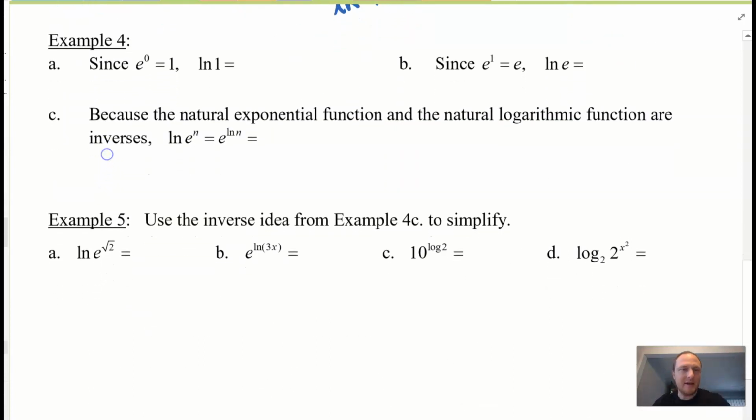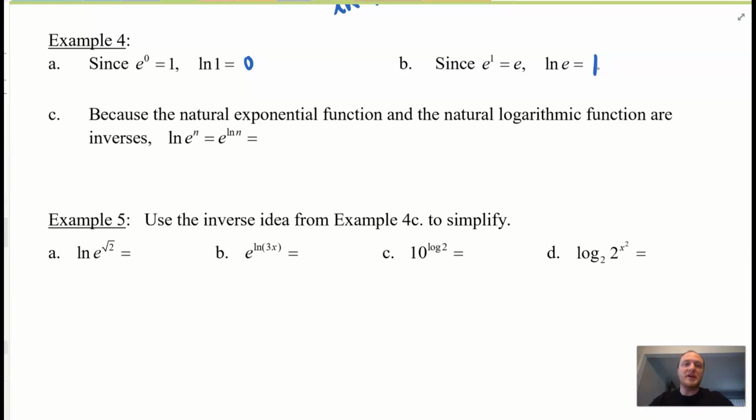And then here, example 4, kind of the same ideas, but these are really touching on properties that you should know. It says, since e to the power of 0 is equal to 1, then the natural log of 1 is equal to, well, 0. Again, inputs and outputs switch. Over here, if e to the power of 1 is equal to e, then the natural log of e is equal to 1, right? I mean, these are fairly common, right?